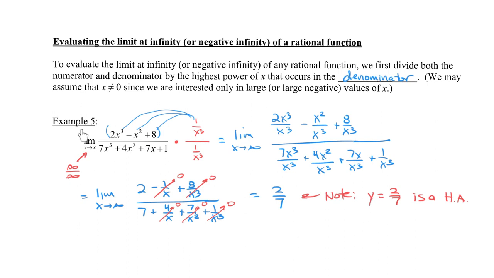So this wasn't part of the question. They just said take the limit. This is just a little extra, like geometrically, when I take the limit of this and I get 2/7, what that means is that the graph of this expression, if we were to graph it, would have a horizontal asymptote of y equals 2/7.